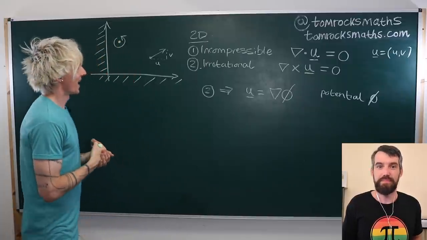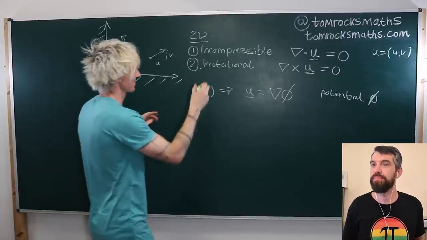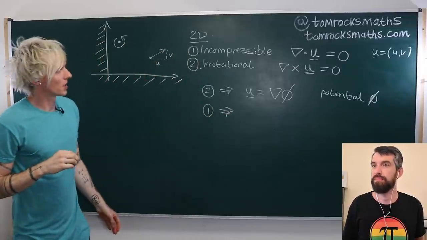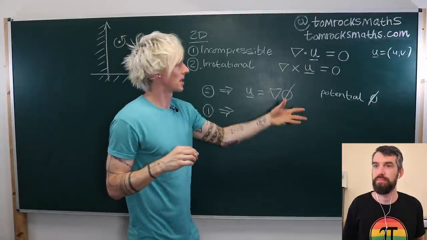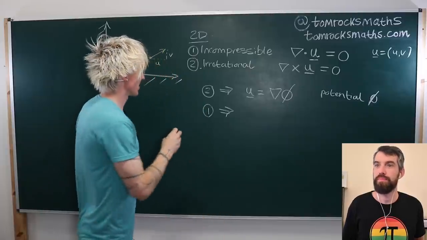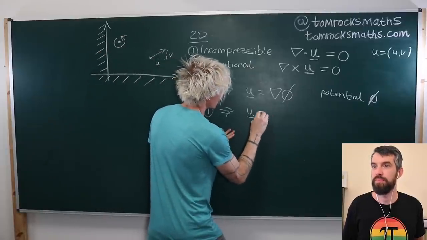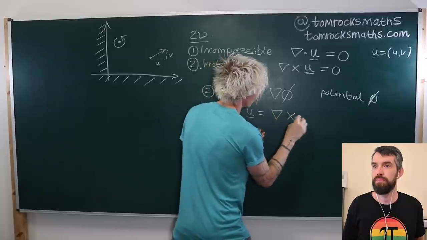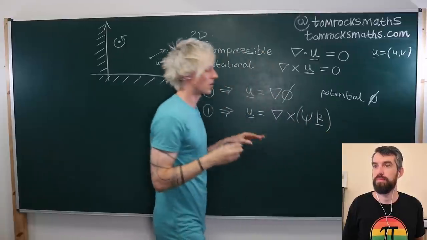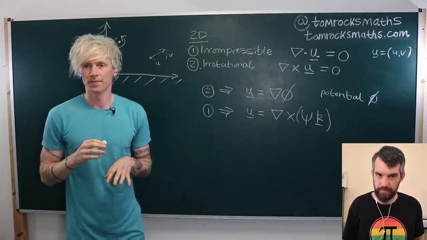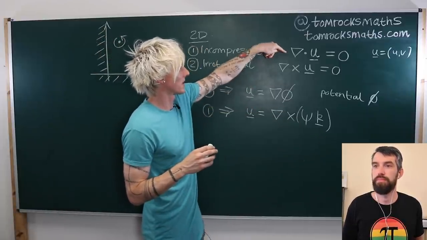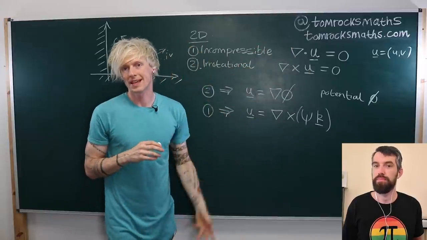Absolutely, yes. Now, the other one, we can also use equation one to give us something. So if U is something else, then when we take the divergence of it, we will get zero. And it turns out that here, if you take U to be equal to the curl of a potential phi in the third unit vector direction, you can double check this. If U is equal to this curl, then when you take the divergence of U, you will always get zero.